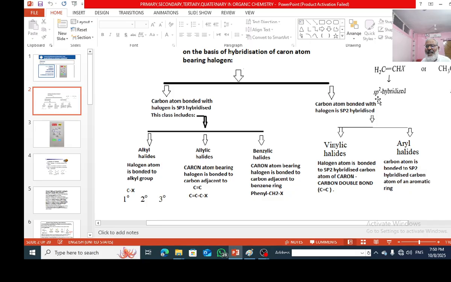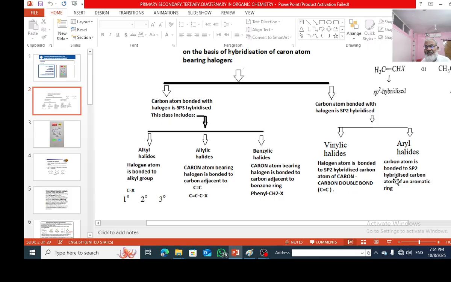Each of the carbon atoms with a double bond between them is known as a vinylic carbon, and whichever carbon bears the halide forms the vinylic halides. And this is the aryl halide, where the carbon is sp2 hybridized. Let us move ahead. Look into the structure carefully. This benzene ring having the CH2, this entire group will be known as benzyl.